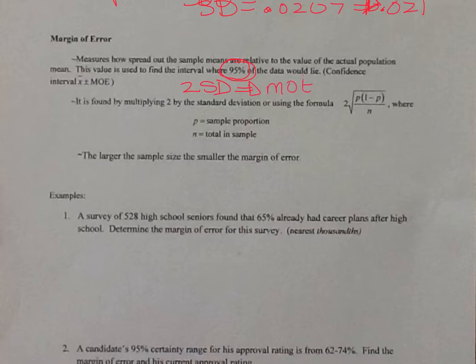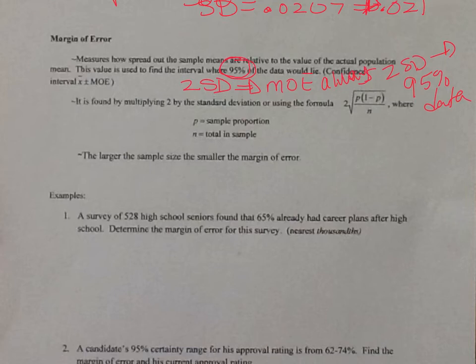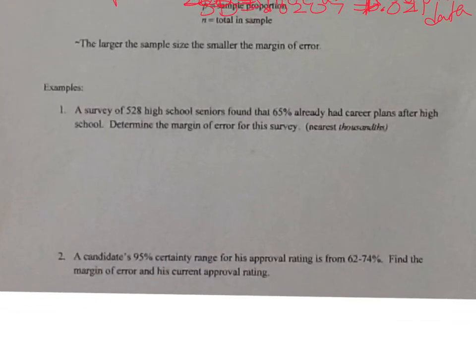Margin of error is always 2 standard deviations, which is 95% of the data. So you have to know that. The margin of error is 95% of the data. All right, so in the formula, P is your sample proportion, and N is the total in your sample. The larger the sample size, the smaller the margin of error. All right, so let's take a look at this example down here.